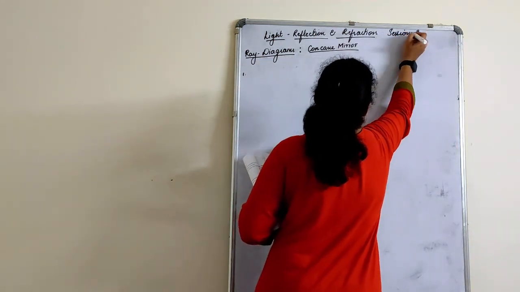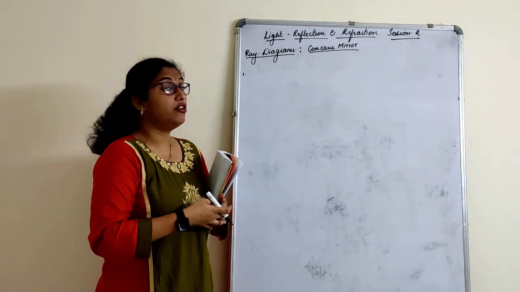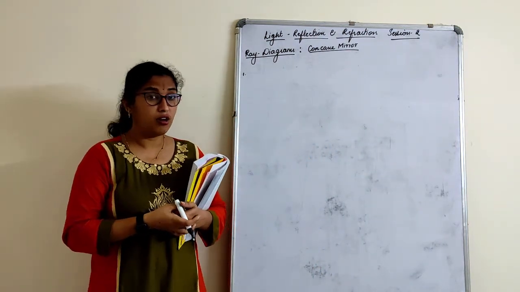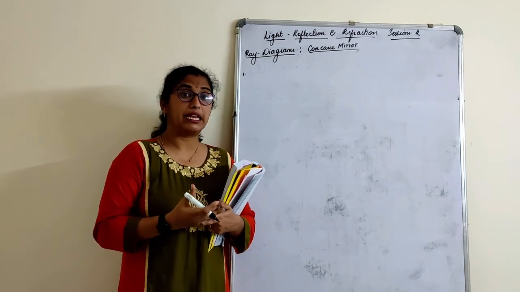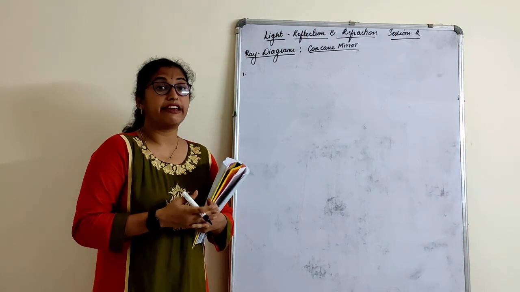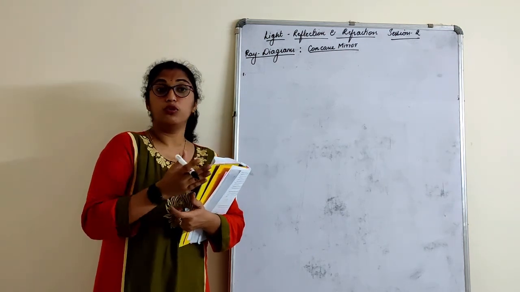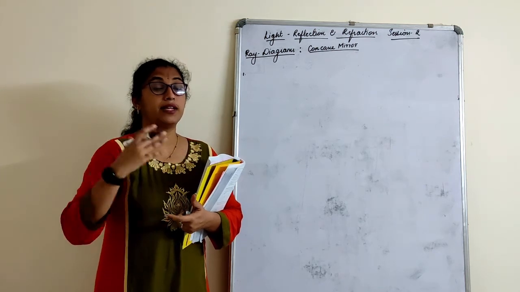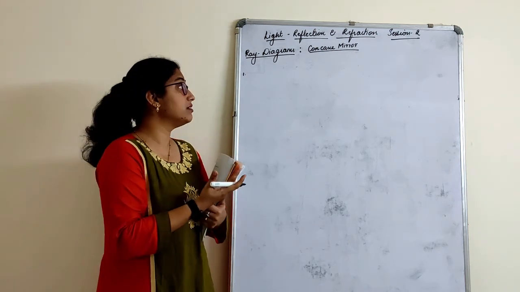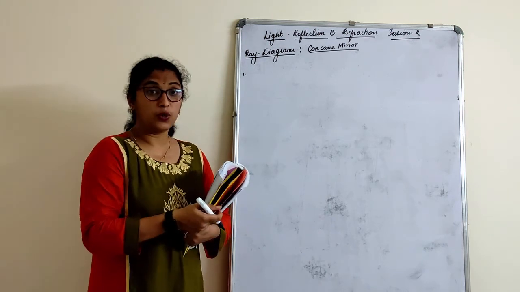So in our yesterday's class, we covered the introduction to light, what reflection is, the laws of reflection, what a spherical mirror is, and the two different types of spherical mirror, that is concave mirror and convex mirror. We understood the rules to draw the ray diagram, that is how the rays travel in concave mirror and convex mirror. So today we will start with the ray diagrams.